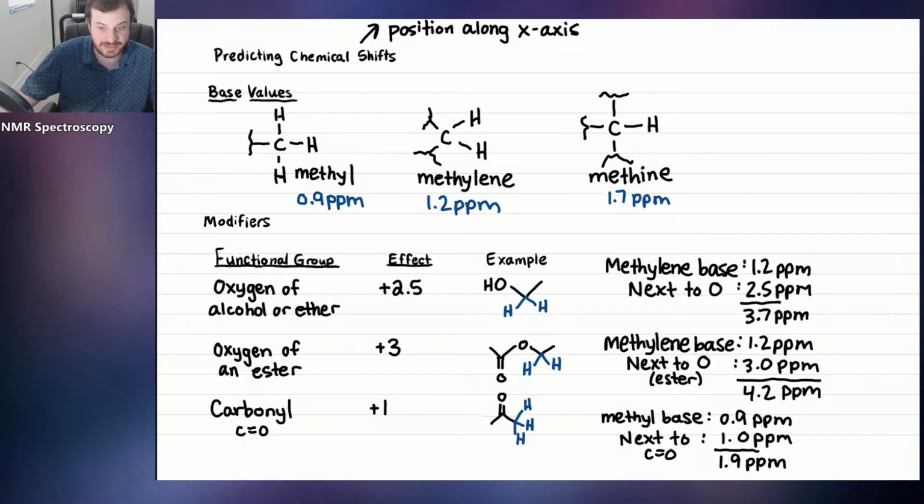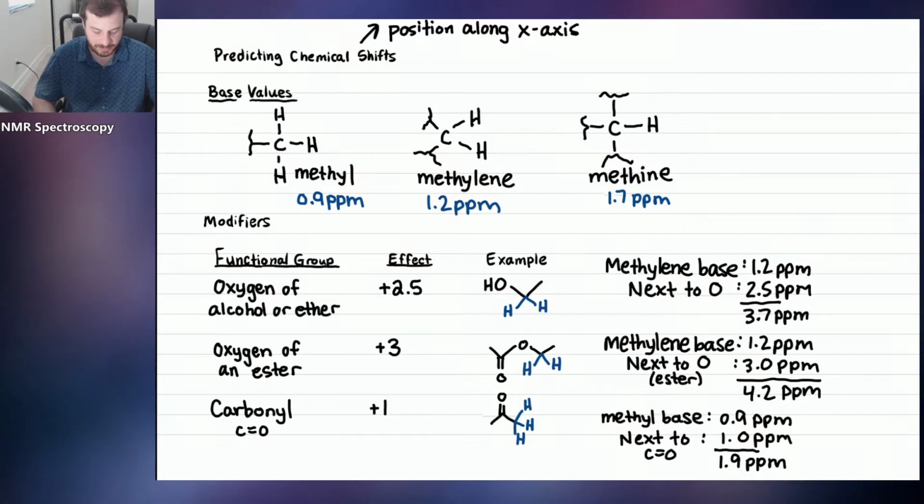Now, it gets a little tricky because all of these modifier effects are alpha to that functional group. So notice that this is the functional group and the protons are alpha, meaning they're on the carbon next to the functional group. But what if they're on the carbon that's 2 away from the functional group? In other words, what if they're beta? Well, these modifiers still have an effect. It's just much lower.